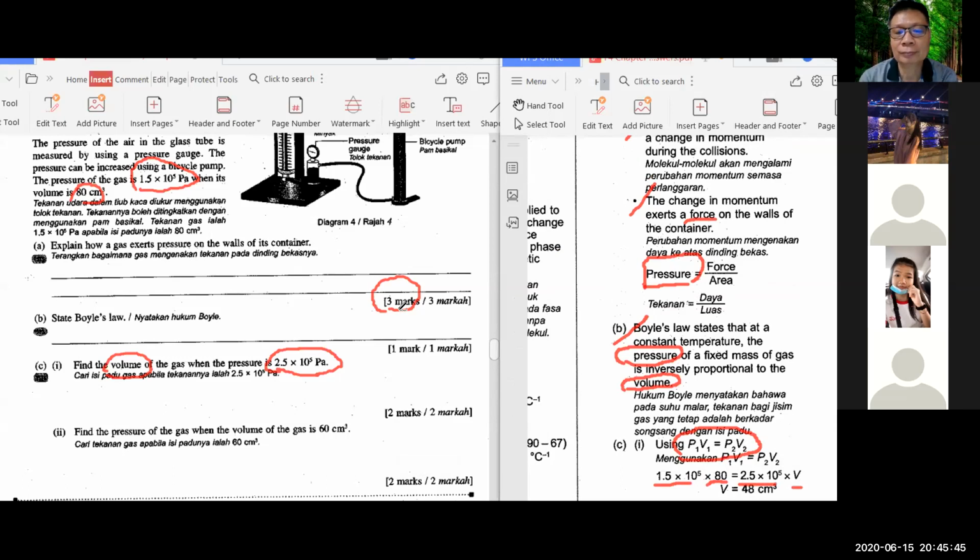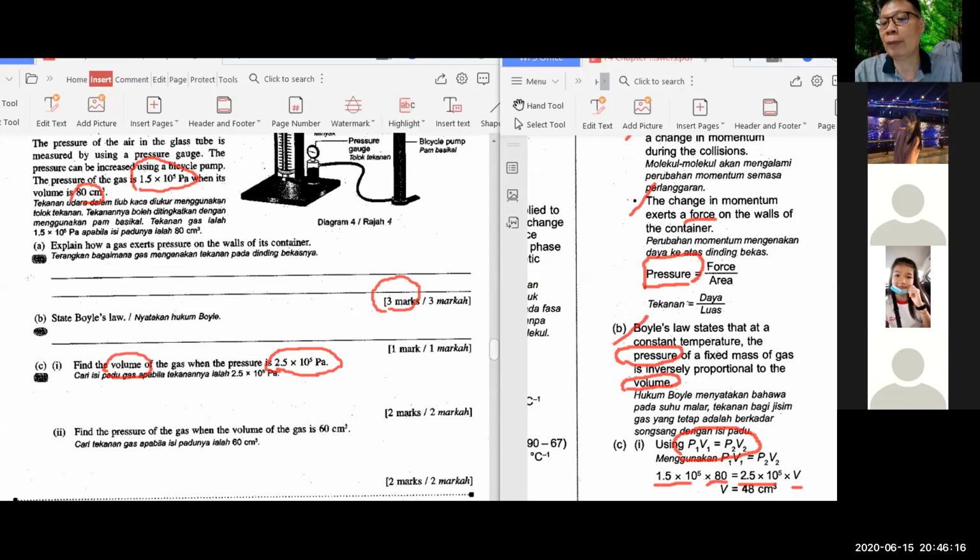Got it? Boyle's law. Among the three gas laws, Boyle's law, Charles' law, and the pressure law, I just want to tell you that actually Boyle's law has the most questions in the SPM. Among the three, Boyle's law has more questions come up. P1, V1, you got P2, V2. This one done already.